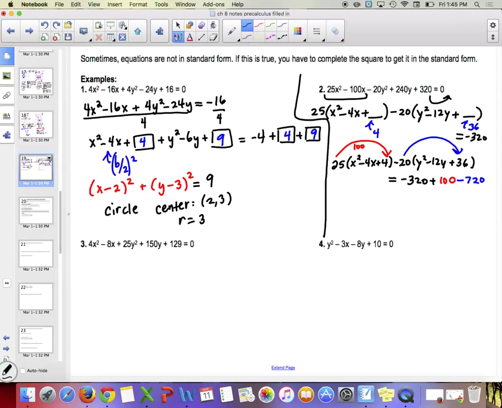So as we do this, we have 25, and we factor it into something squared. We have minus 20, and we factor it into something squared. And then we get a big negative number.